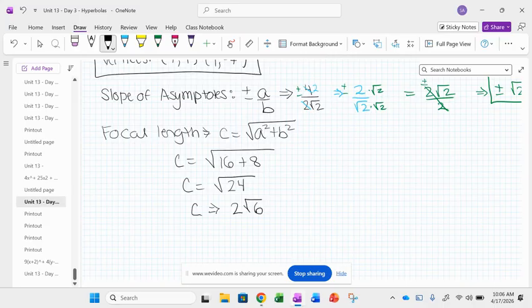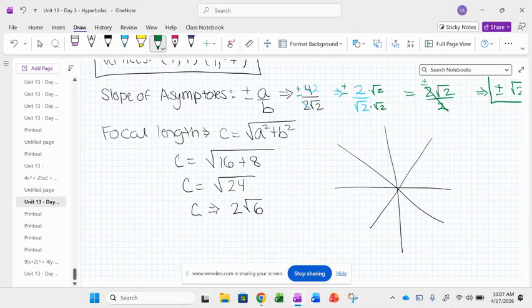Was I asking for the focal length? No, I was actually asking for the coordinates of the foci. So now we have to remember, guys, remember this if this is a vertical hyperbola, the curves eat the foci. So the foci are always inside the curves. So what does that mean? I'm going to go to my center point and I'm going to add that 2 root 6 to the x coordinate or to the y coordinate?